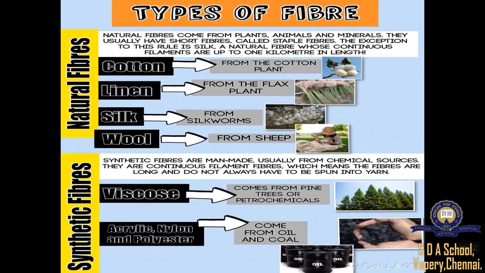Before we learn in detail about the types of fiber, we will concentrate on natural fiber. Natural fiber means fiber which comes from plants, animals and minerals. They usually have short fibers called staple fibers. The exception to this rule is silk, which has a length of at least 1 kilometer.